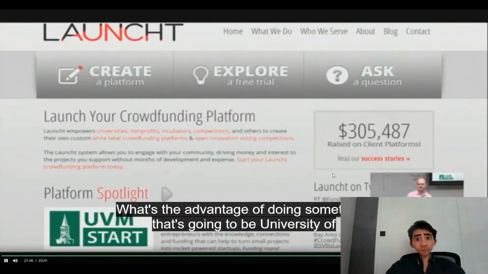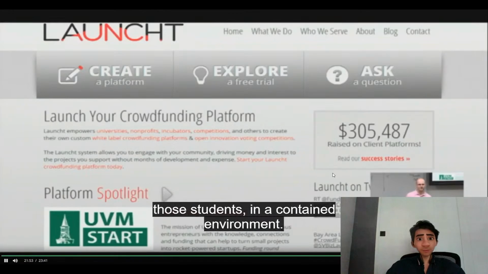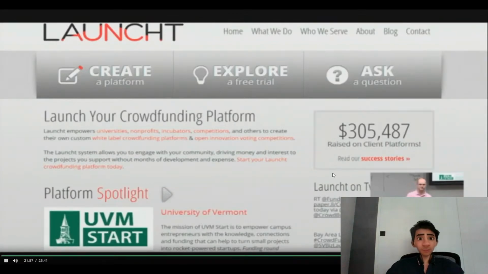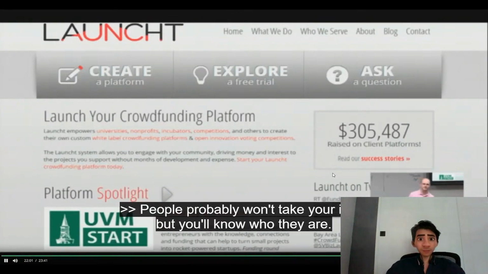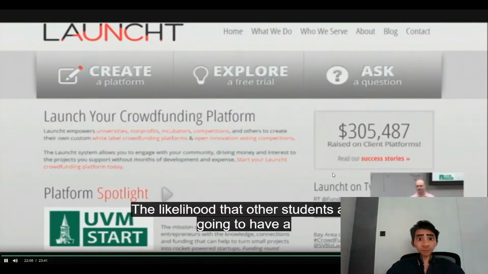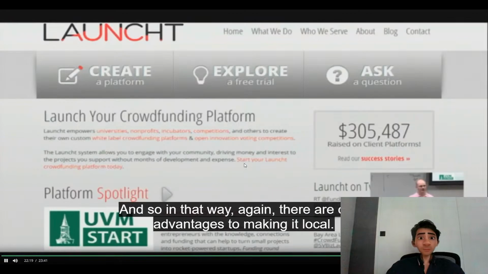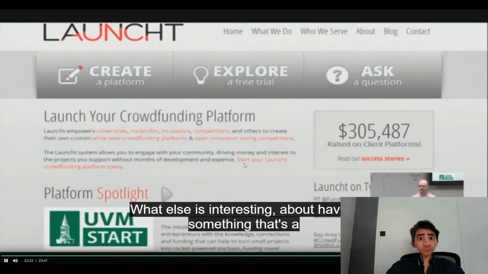What's the advantage of doing something that's University of Vermont centric? By those students, for those students, in a contained environment. Yep. People probably won't take your idea, and you'll know if they are. It might be a little bit more of a controlled environment, more of a trusted environment. The likelihood that other students are going to have a ton of money and a ton of existing relationships, so that they can execute on that idea well and quickly and before you, is low. So in that way, there are advantages to making it local. What else is interesting about having a very local model for being able to raise funding?